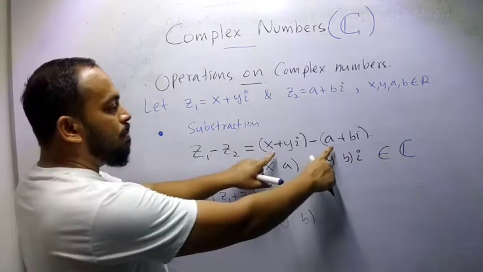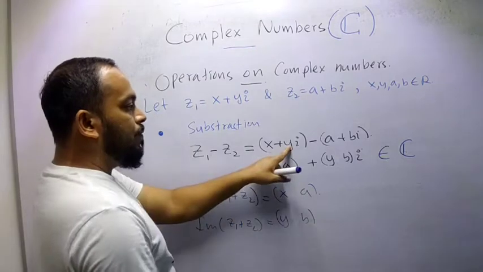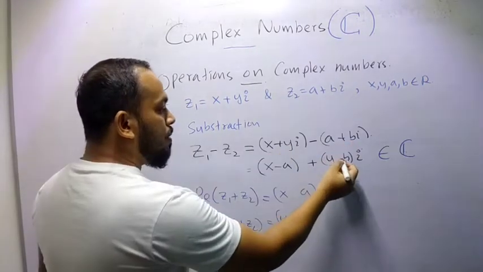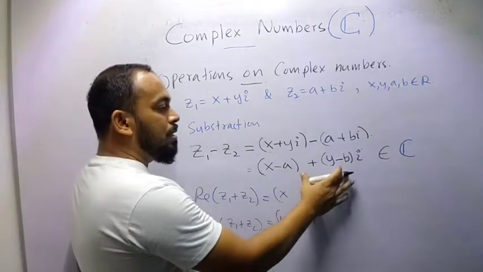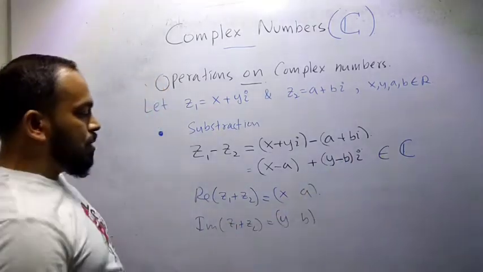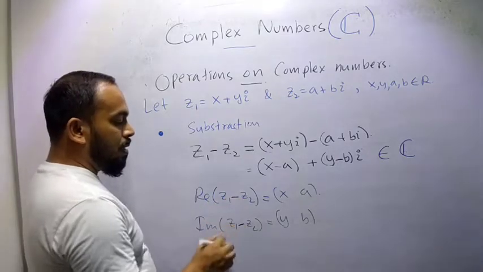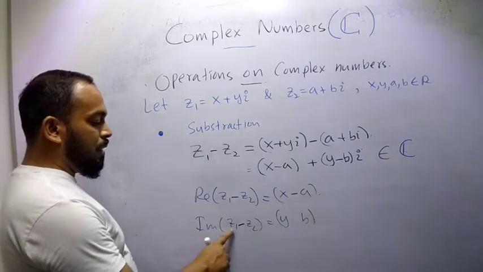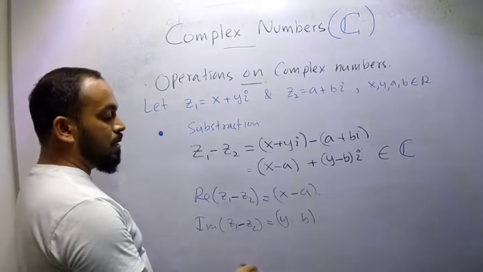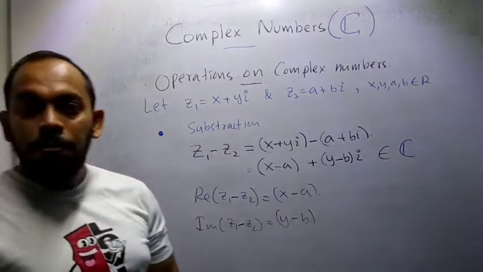So I can combine these two, x minus a, then y minus b, right, y minus b. Okay. Now notice here that this is also a complex number. So what is the real part of this? The real part of z1 minus z2 is x minus a. The imaginary part of z1 minus z2 is y minus b.